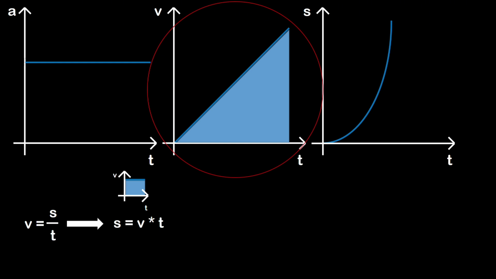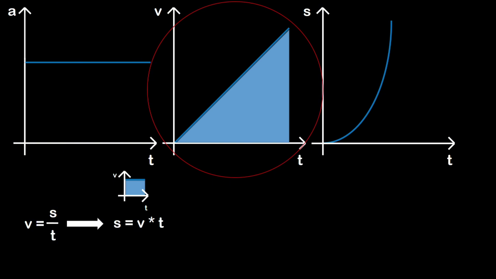So to get the distance under constant motion, we have to multiply velocity with time. The same goes for the graph. If we want to get the area under the line, we have to multiply the velocity value with the time. And that's how we get our distance.